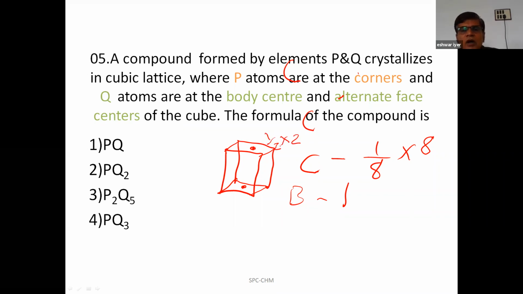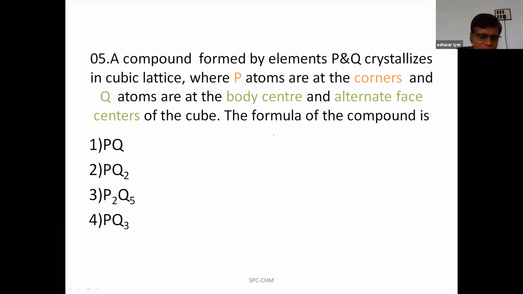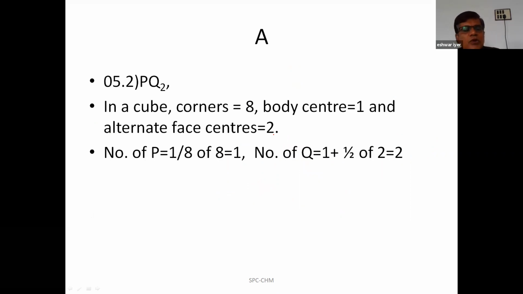Now look at this. How many P's and how many Q's are there? Now if you calculate, you get the answer. Look at this. P is to Q is 1:2. In the cubic corners there are 8, body center 1, and alternate face centers 2. P is only at the corner, that is 1. Q will be at the body center 1 and half of the 2 alternate face centers, that is 2. So you write that as PQ2. So the next question.